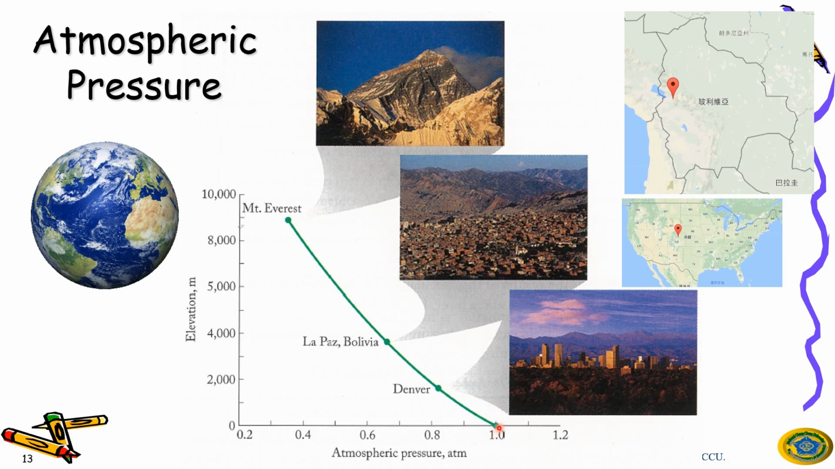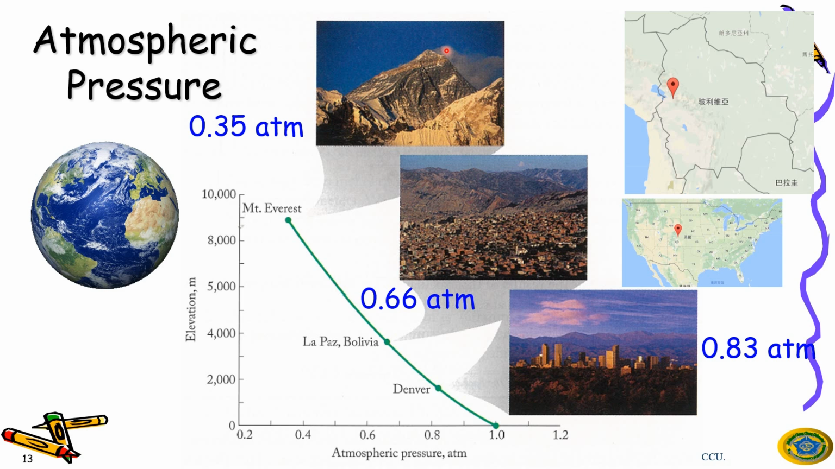So this is sea level. Where is Denver? Denver is here in the United States, somewhere in the middle. So Denver's elevation is about 200 meters, right? So the pressure is about 0.83 atm. How about this city, La Paz, Bolivia? Bolivia is somewhere in South America, and the pressure there is 0.66 atm.